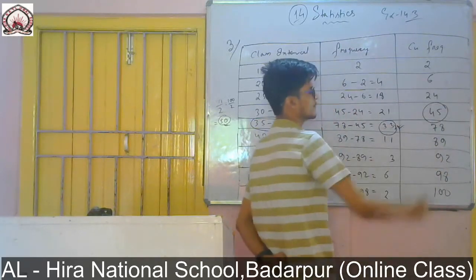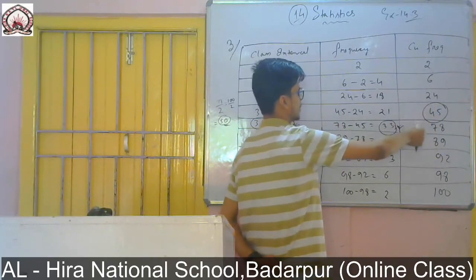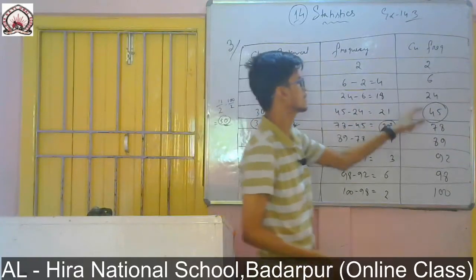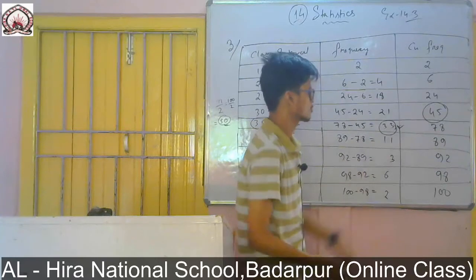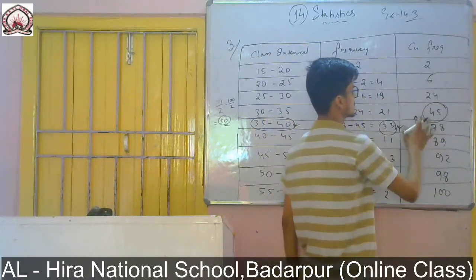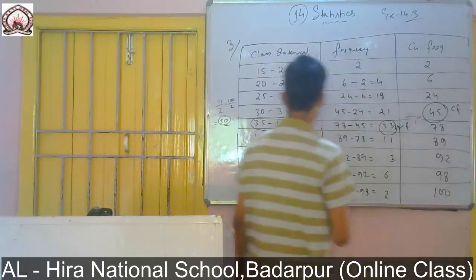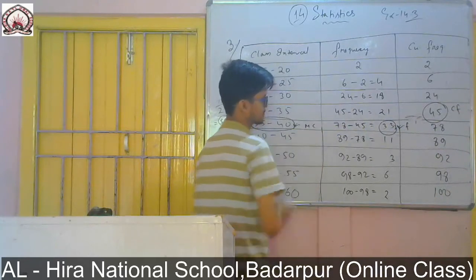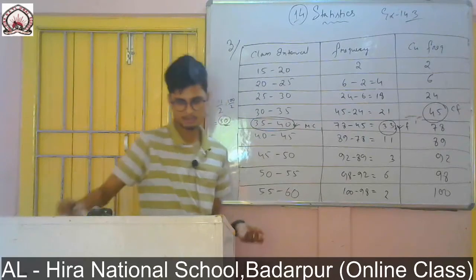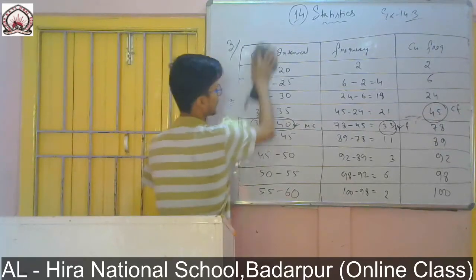How do we find cumulative frequency? The cumulative frequency is the frequency preceding the median class. So above the median class it is 45. So this is our cumulative frequency, this is the frequency, and this one is our median class. Now we will put these values in and find the answer. Just remember the median class is 35 to 40. So I am rubbing only this part.